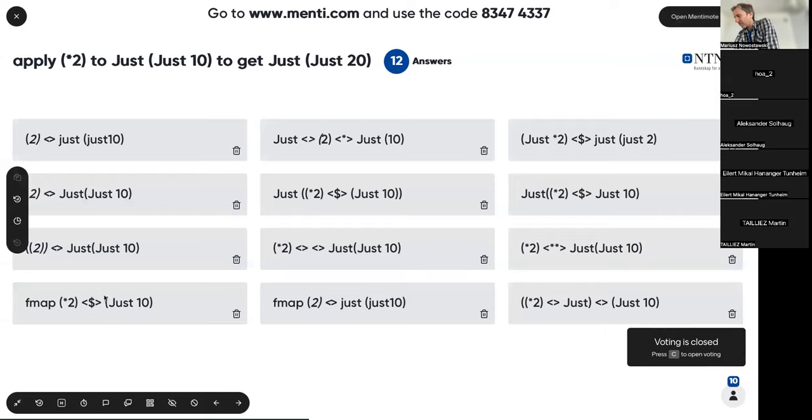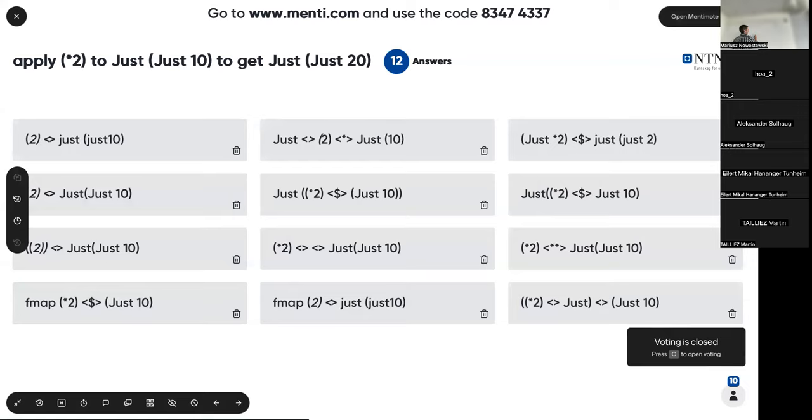Or no, it's not quite correct. You need it just because we have those two indentations. No, I don't have the correct answer, but it is basically fmap. And then this fmap is for the outside structure. So we have just outside, and then inside we have just 10.